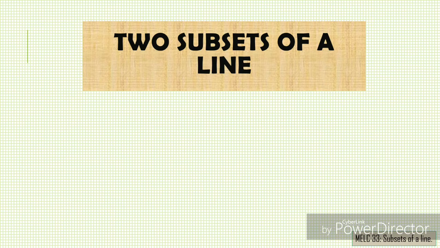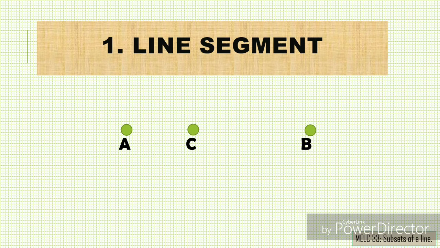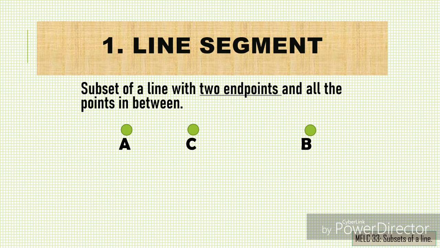So there are two subsets of a line. First is the line segment, and the other one is ray. Let's begin with the line segment. For example, we have 3 points here, point A, point C, and point B. So when we say line segment, by the way, it is a subset of a line with 2 endpoints and all the points in between.